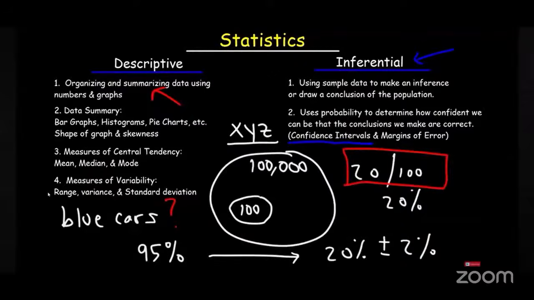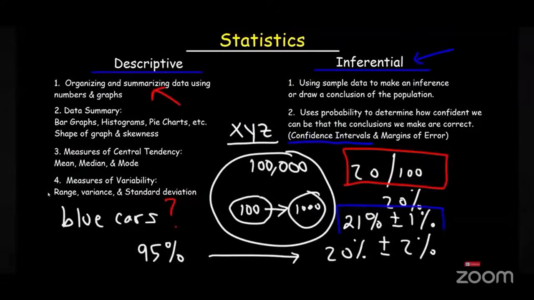Now, we can increase our confidence and get a better picture of the population data and how they like blue cars if we increase our sample size. So let's say we increase it to 1,000 instead of 100. So if we ask 1,000 people, do they like blue cars? And let's say the data is now different. Let's say 21% say yes to it within a 1% margin of error. So this value is going to be a better reflection of the population in response to their preference for blue cars because our sample size is bigger.